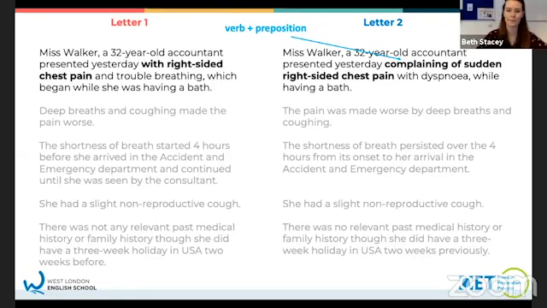So what we've got in letter 1 is "with right-sided chest pain". And instead of "with" in letter 2, they've used "complaining of", which again, as we said before, is that verb and preposition, and it shows a range of language. So that is the reason why letter 2 for that bit sounds a little bit better. It's just that verb and preposition there.